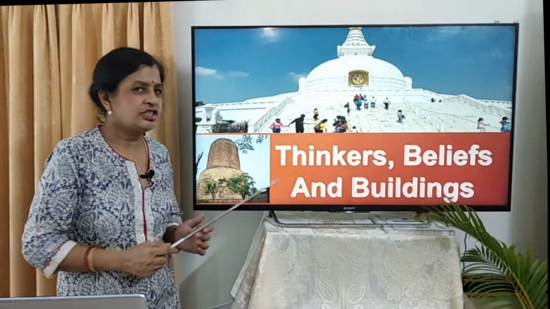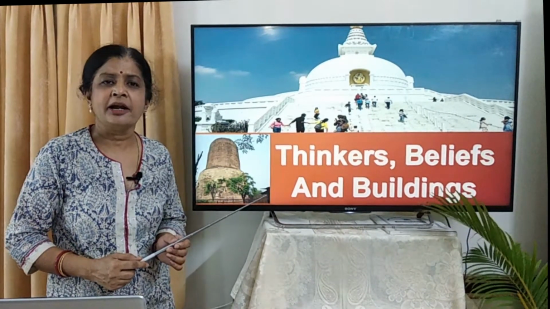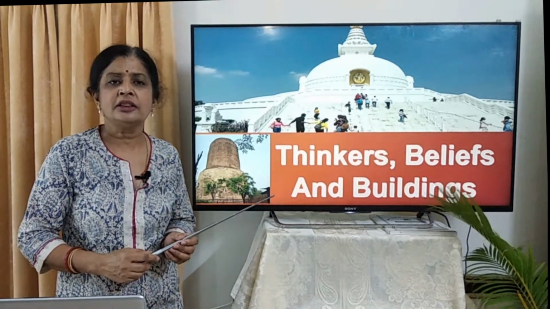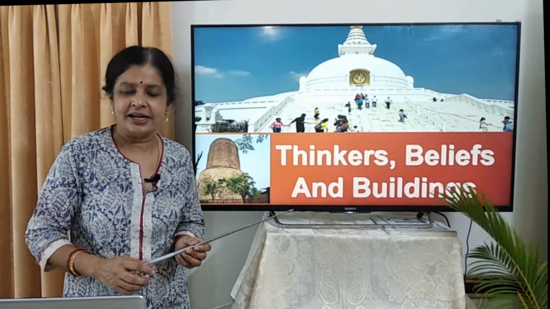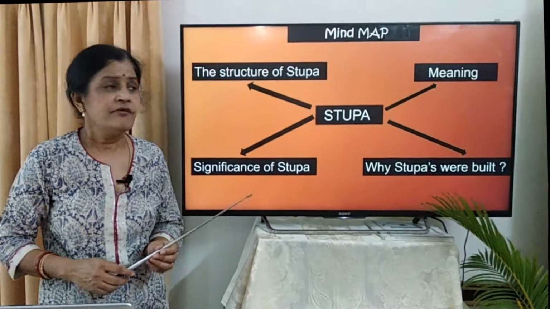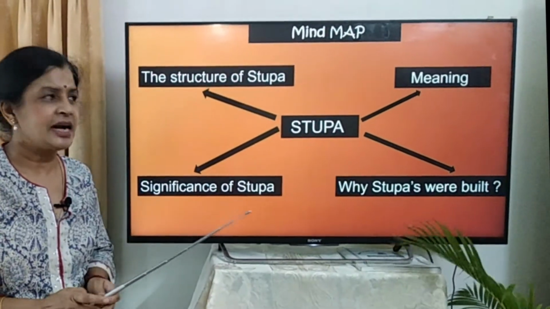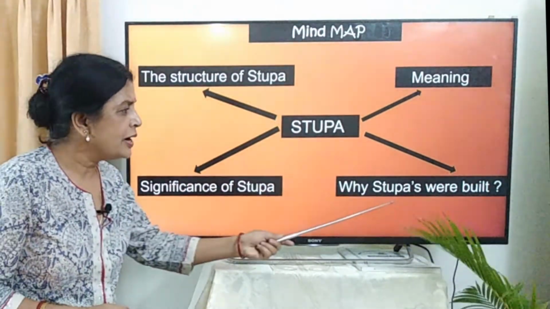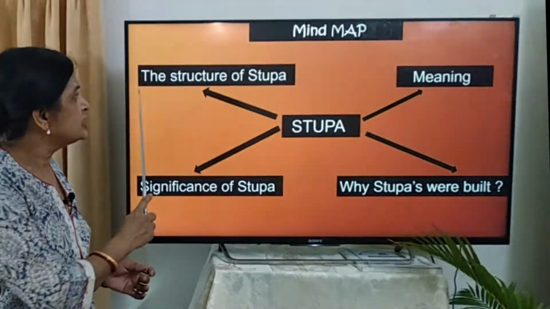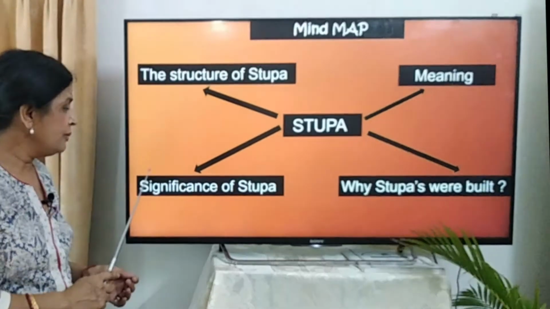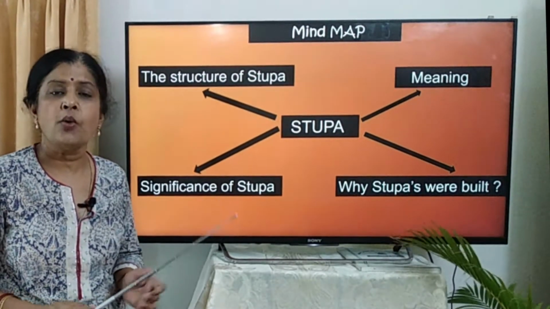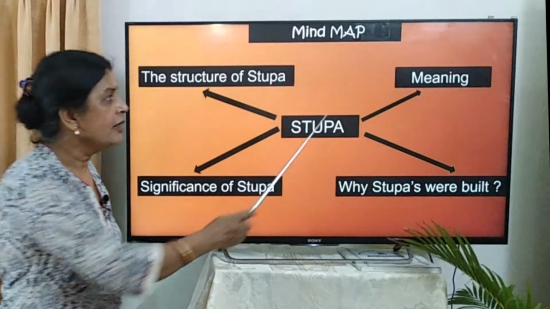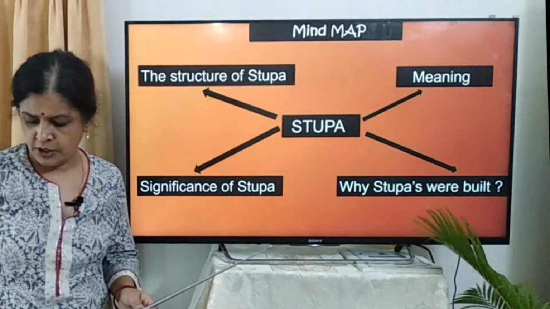Before we start the chapter, let us make a mind map of how we are going to study this chapter, what all things we are going to focus on and understand. So children, with the help of the mind map, we will study what is the meaning of stupa, why stupas were built, the structure of stupa and ultimately the significance of stupa. What is its significance? So let us start the topic. First one, the meaning of stupa.